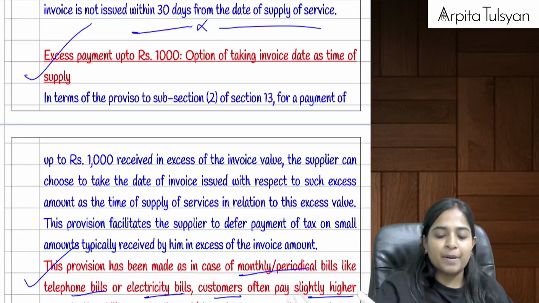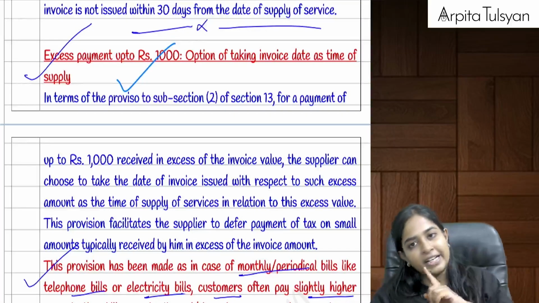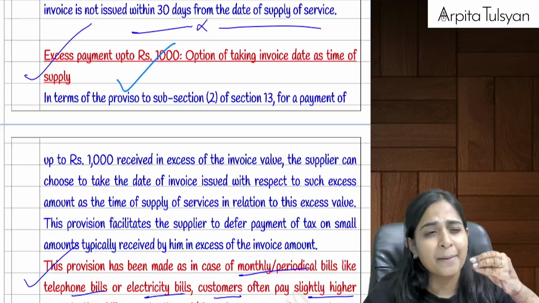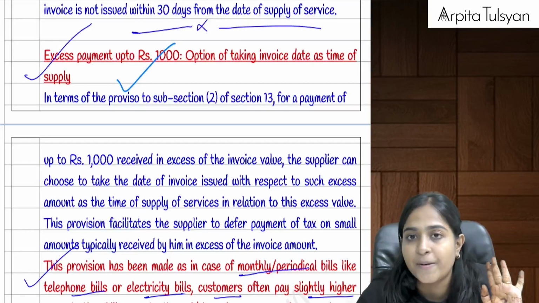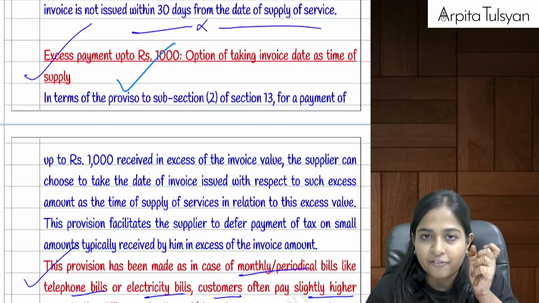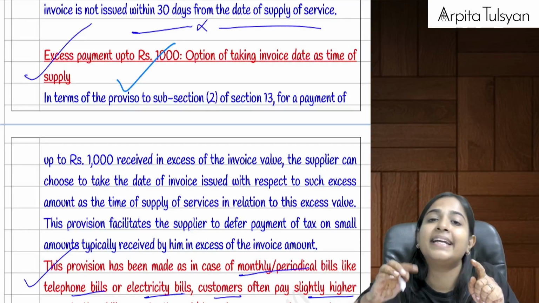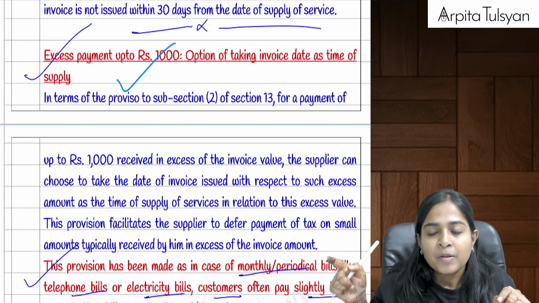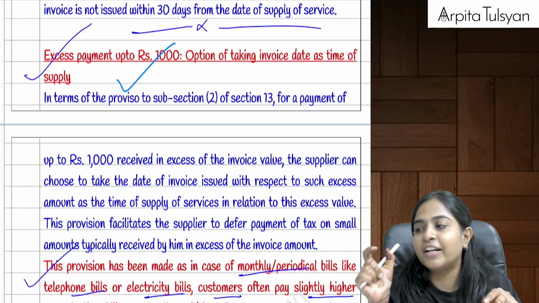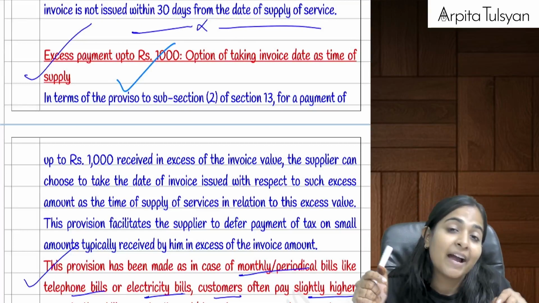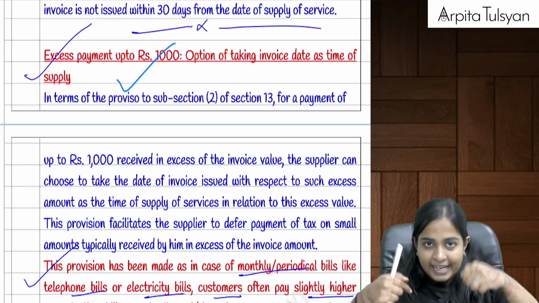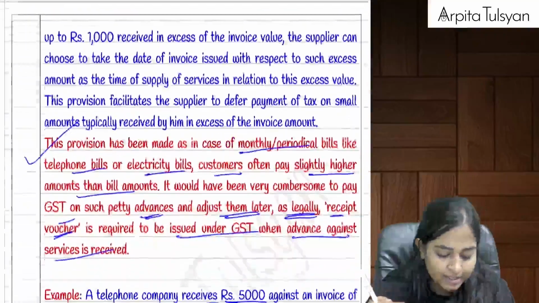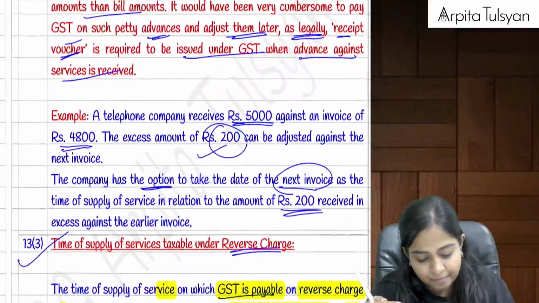Then same excess payment up to rupees 1000, just like we had done in case of goods. Suppose while paying the Vodafone postpaid bill, I made some extra payment up to rupees 1000 only. That excess payment will be adjusted in the next bill. So for that excess payment, I have the option to take either the date of payment or the date of next invoice as the time of supply. Are you clear with this?